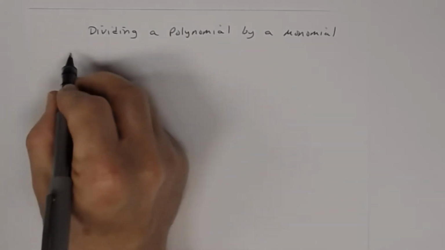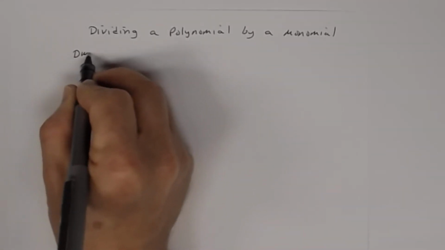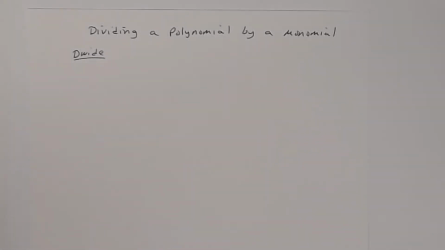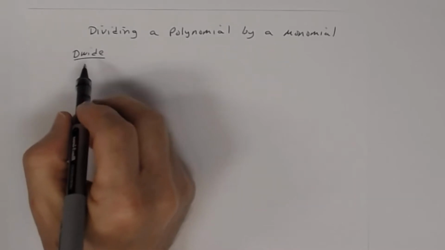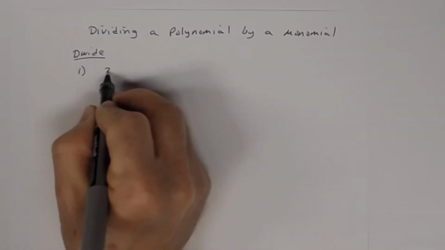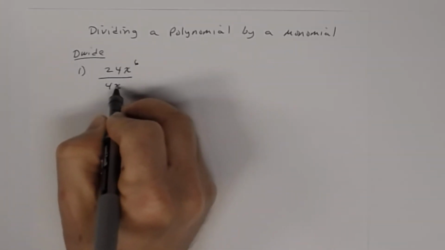So for example, let's look at this problem. The directions will usually say divide. Now, as we go through this, the way you write your answer is going to be important. So let's look at number one. We have 24x to the sixth power divided by 4x to the fourth.